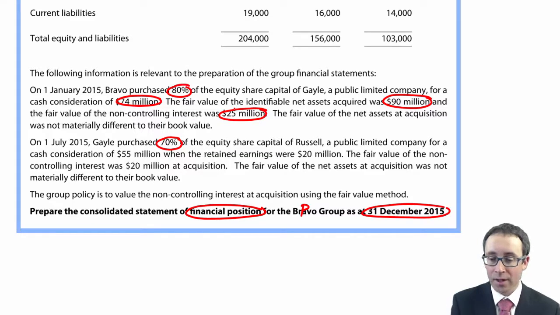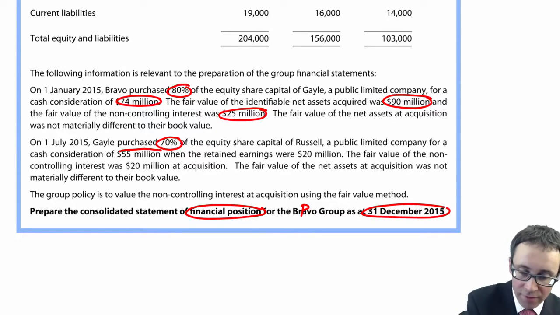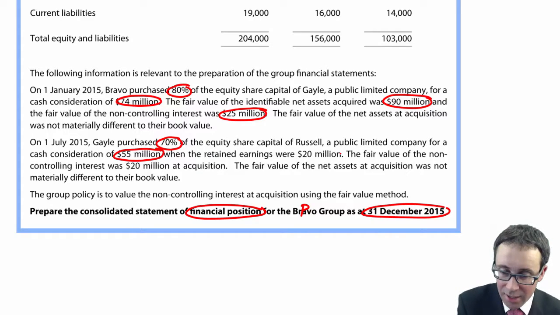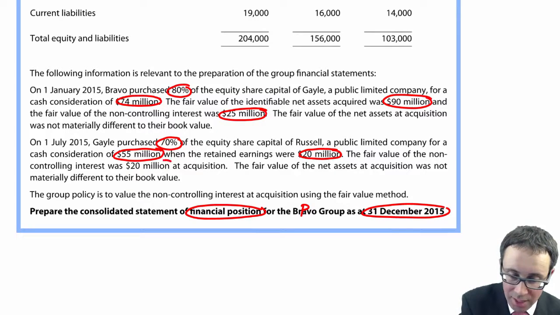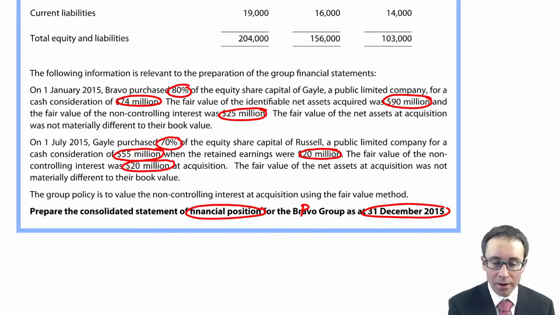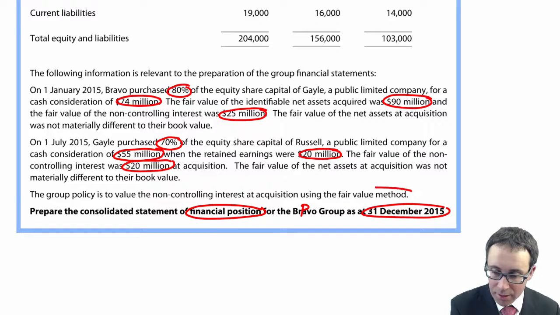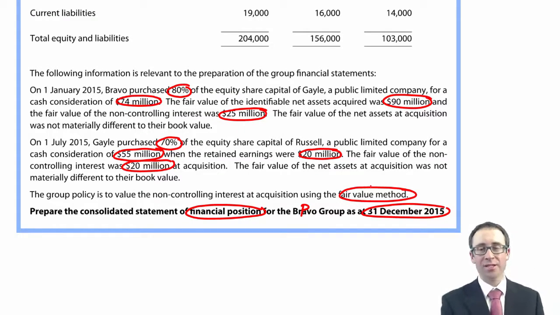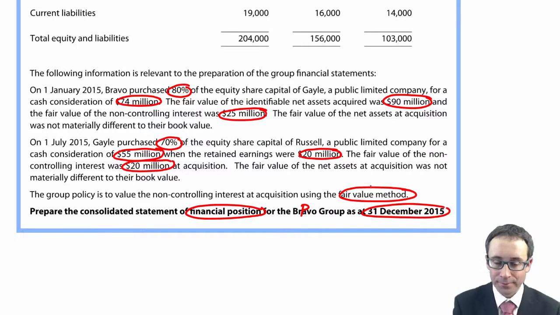If we look at Gale, again, that purchased 70% of Russell. Was it there for 55 million? Retained earnings were there. Was it at 20 million? The non-controlling interest at acquisition is 20. And again, the fair value of the net assets was not different to their book value. Okay. And the group policy is to value non-controlling interest based upon the fair value method. Okay, so no surprise given that we were given the fair value of the NCI anyway.